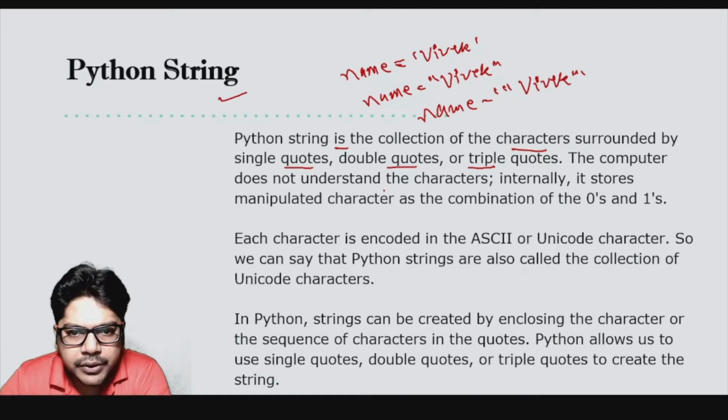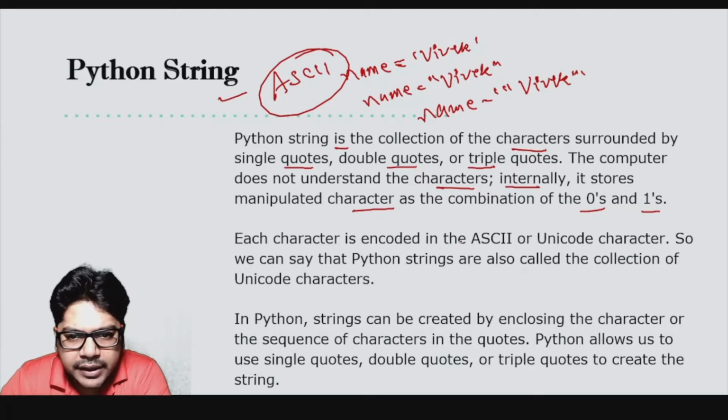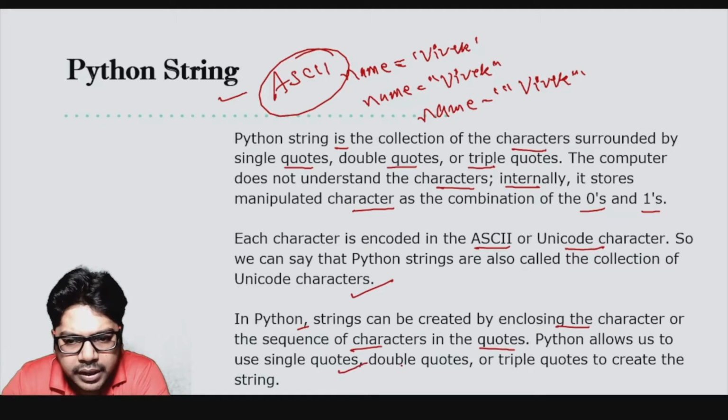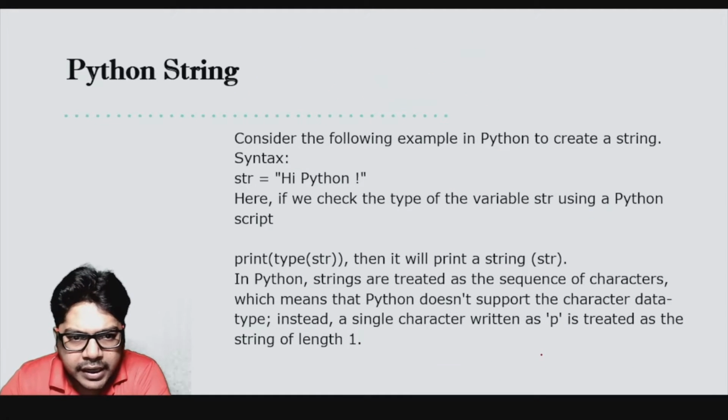Okay, so the computer does not understand the characters internally. It stores and manipulates characters as a combination of 0 and 1. We talked about ASCII value, right? Each character is encoded in ASCII or Unicode. So we can say that Python strings are also a collection of Unicode characters. And in Python, strings can be created by including the character or the sequence of characters in single quote, double quote or triple quote. Right, we already talked about an example like str is equal to "hi Python".